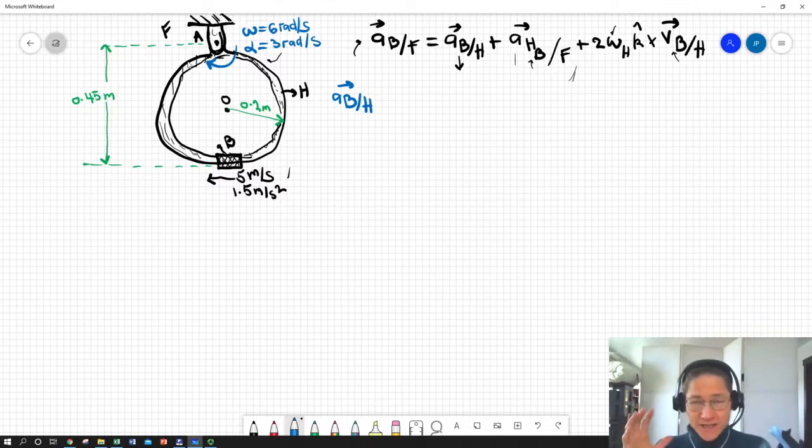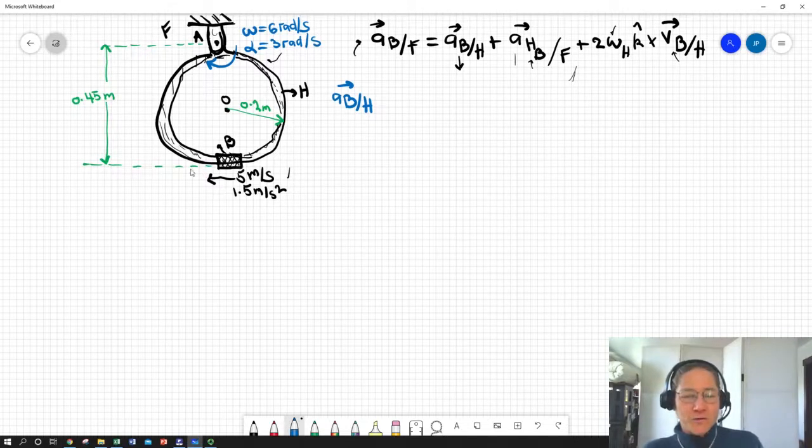We just kind of fix it. We forget that it's moving relative to anything else, and we just stand on the hoop reference frame, and we see that the bead, this little collar B, is just moving this way. So we can use, hey, it's moving in a circle. So we can use our curvilinear kinematics to write that expression.